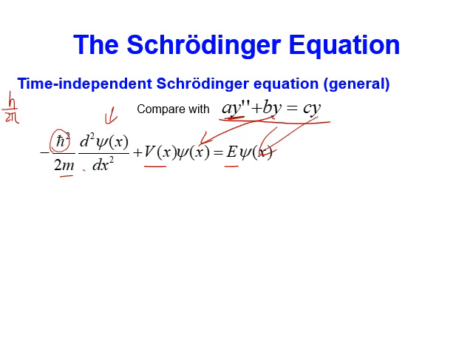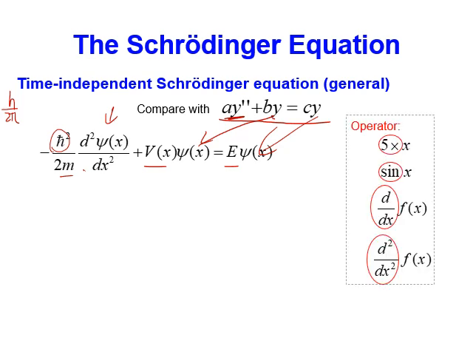Now, in mathematics, any operation can be considered as an operator operating on a function. For example, we can think about 5 times as an operator. So an operator is 5 times. Then if this operator operates on x, that means 5x. If this operator operates on 10, then that means 5 times 10, that's 50.